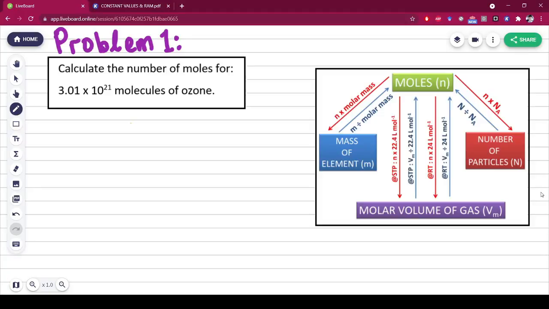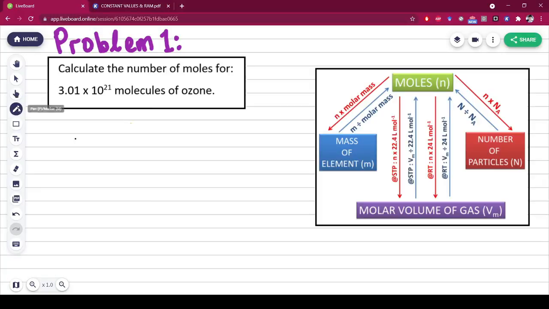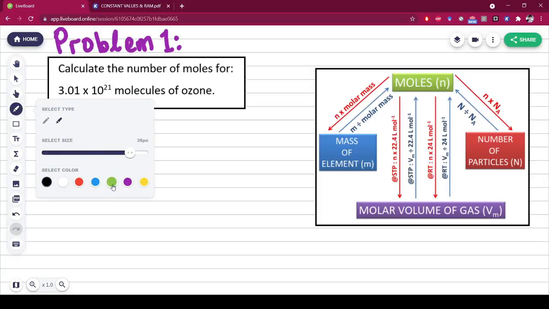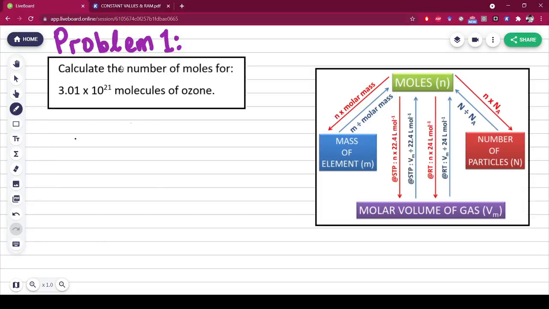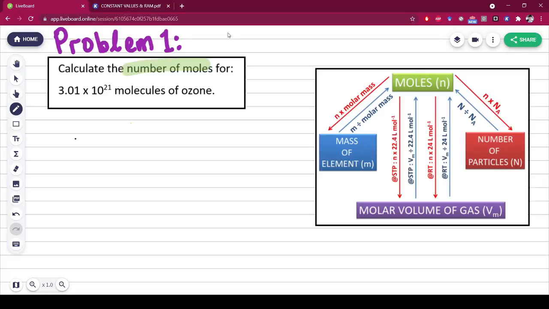Right here, what you can see is the question wants you to calculate the number of moles. So the question wants you to find the number of moles, yeah? We're going to try to identify what the question wants first. Over here, I will highlight this. So the question wants you to find the number of moles. So this is what the question wants.